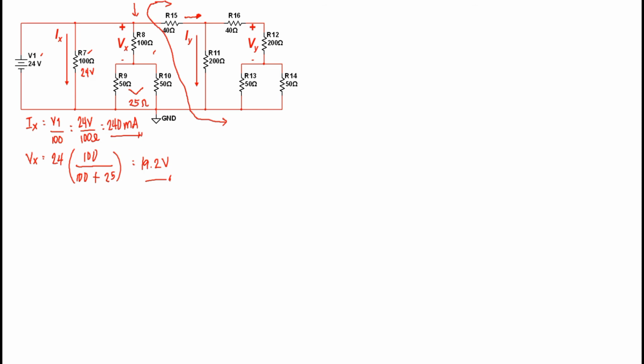So let's simplify. 50 and 50 here, that's also 25. Then this branch is in series, so let's call that RL. RL is R16 plus R12 plus 25. That is equal to 40 plus 200 plus 25, and that's equal to 265 ohms.